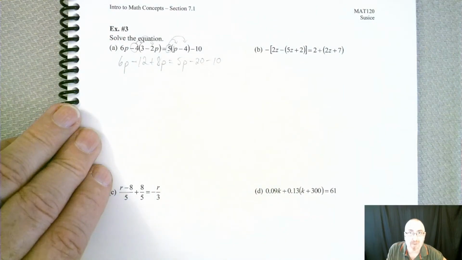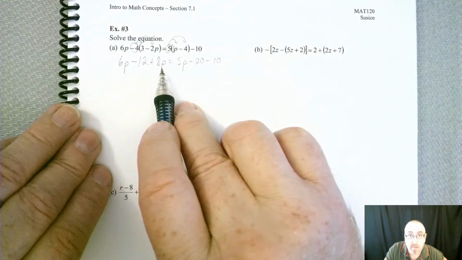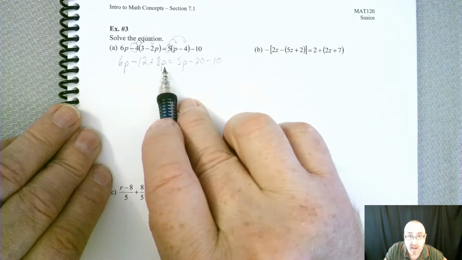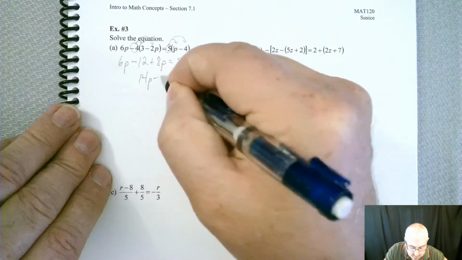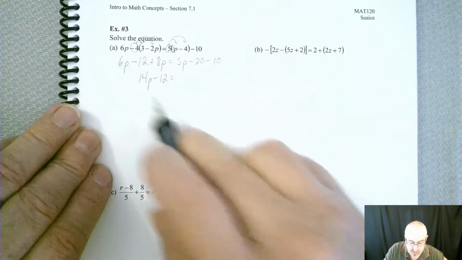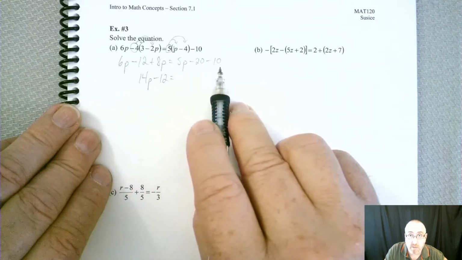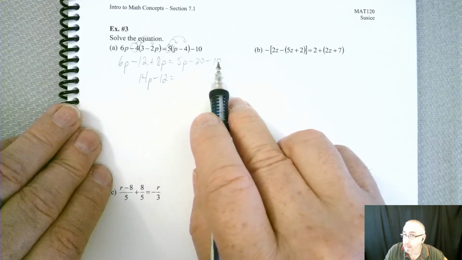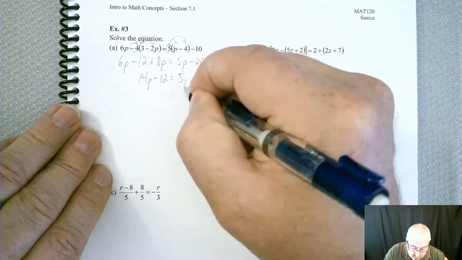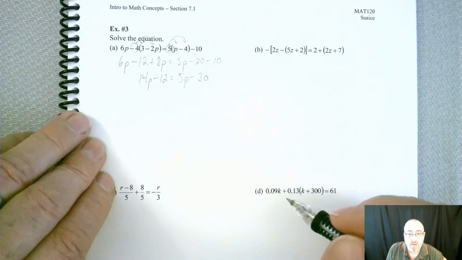Now we can start to combine. So let's combine things together that go together. So we got two things with p's. So let's combine those. So 6p and 8p is 14p. We still got the minus 12. And over here, well, we got these two numbers that we can combine. So we got a minus 20 and a minus 10, which is what? Minus 30. Okay.